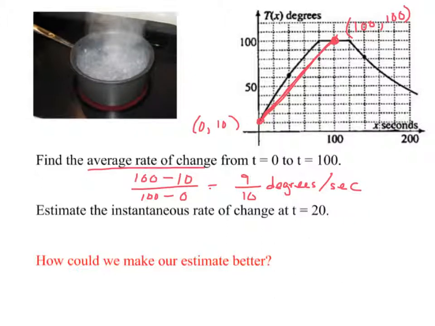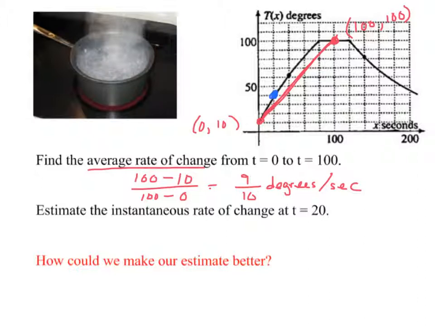Now, finding the instantaneous rate of change at 20. Well, this is going to be a little harder, because now we're looking for the slope right there. So notice the difference here between an average, which just says between here and here, between these 2 points, how's it going up on average? This is saying at that spot, how fast is the temperature increasing?